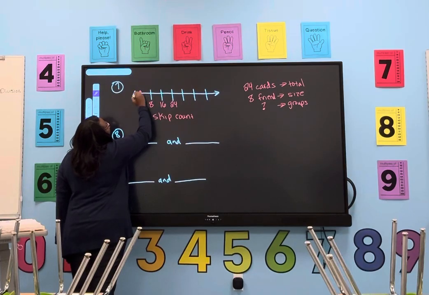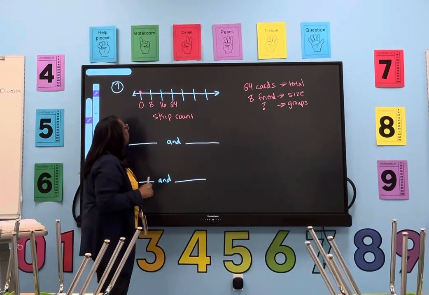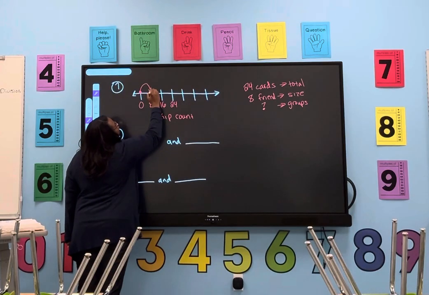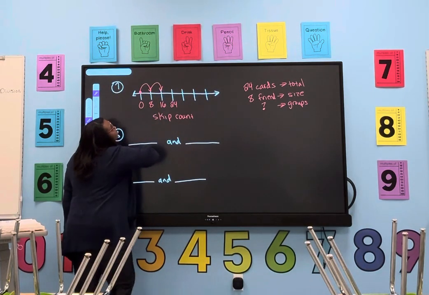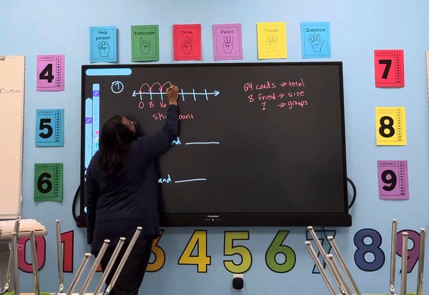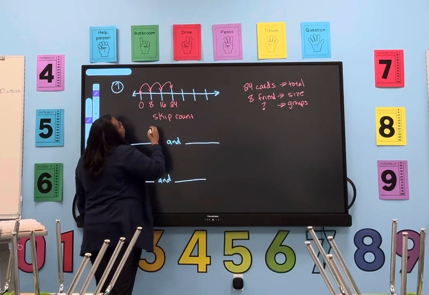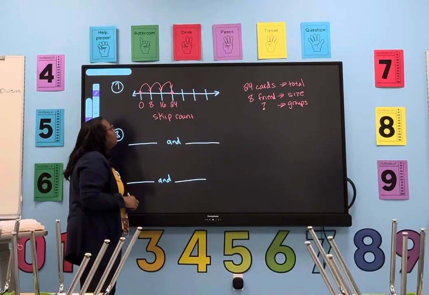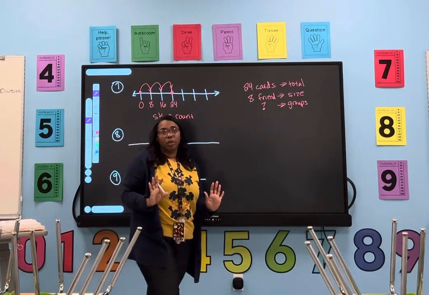And I'm going to start jumping till I get to my 24. So this will be 1 jump, 2 jumps, 3 jumps, and I'm at 24. I'm now here. Okay, so I made it to 24.